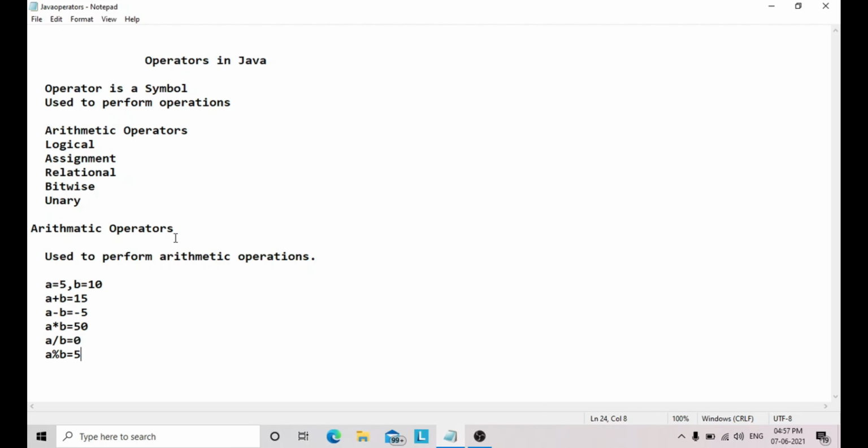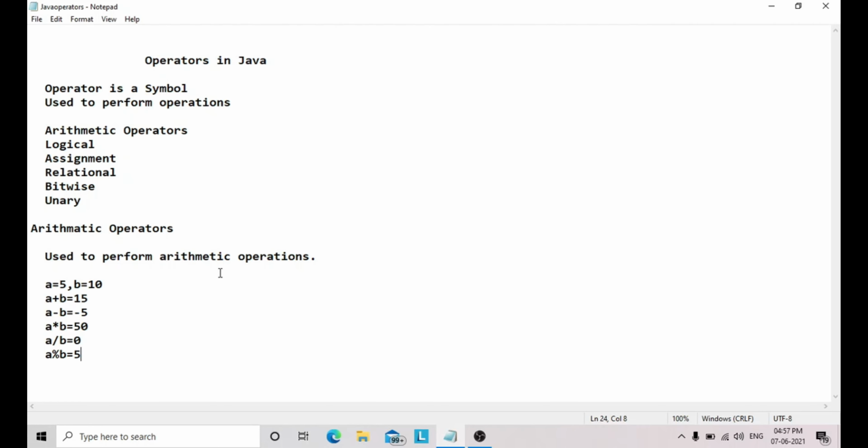Next I am talking about arithmetic operators. What are arithmetic operators? Arithmetic operators are used to perform arithmetical operations. What are the arithmetic operations? Addition, subtraction, multiplication, modulus, and division. These are the arithmetic operations we are performing.